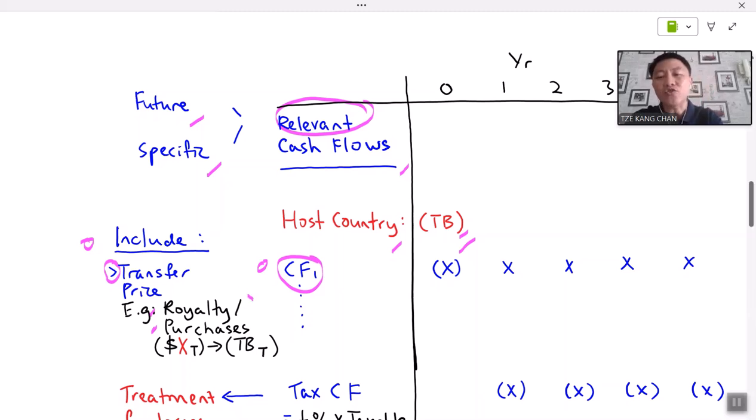So these transaction values, which are originally denominated in the home country currency, that is the dollar sign, will need to be converted into the host country currency, that is TB. Only then will they be captured and reflected in the series of this cash flow item over the years.